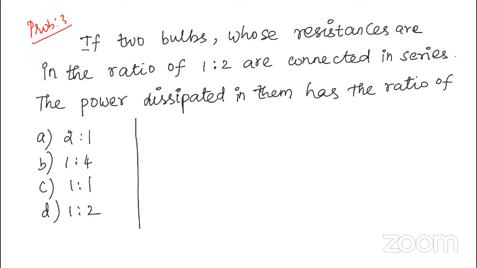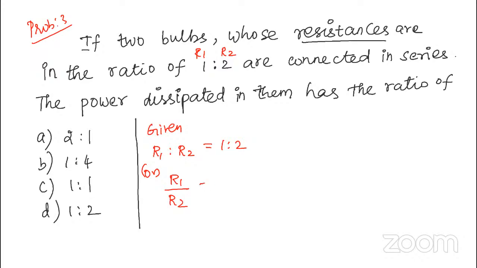So in this problem, they have given the resistances. 2 bulbs whose resistances, so resistances means here R1 and R2. R1, R2 ratio they have given. So now write the given values. R1 is to R2 is equal to 1:2. Or otherwise, we can write R1 divided by R2 is equal to 1/2.